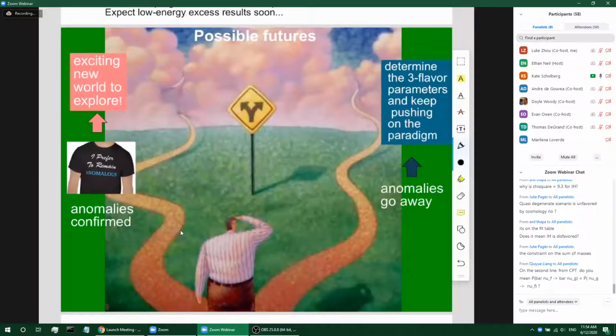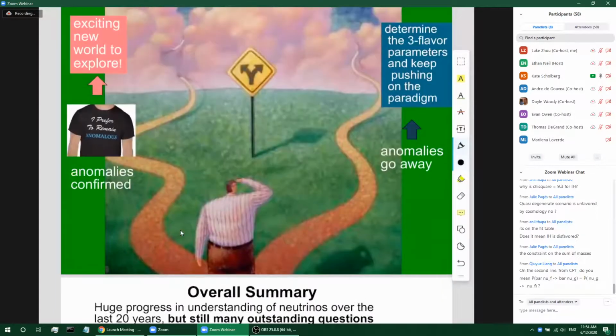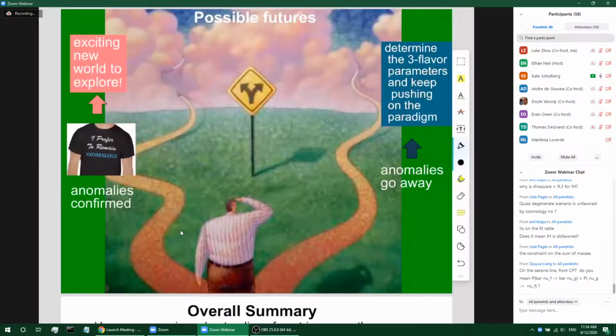It could be that they all go away, and then we just have to keep working on the three flavor paradigm and keep measuring things more precisely. So I think that's where we are. We don't know the answers yet. So here's the overall summary.